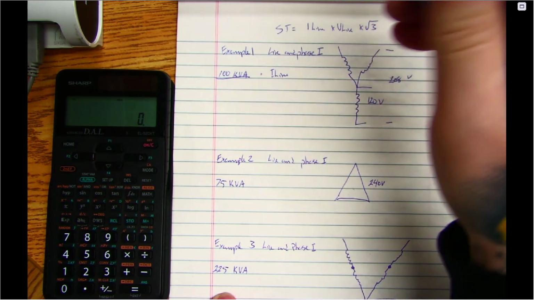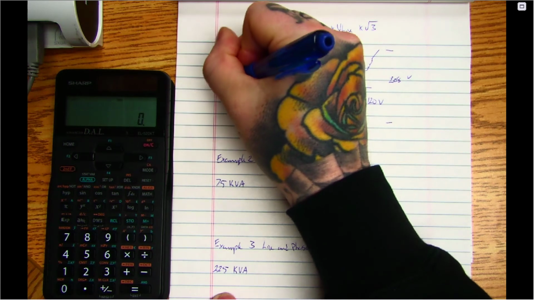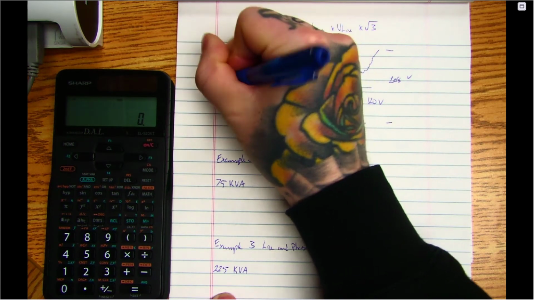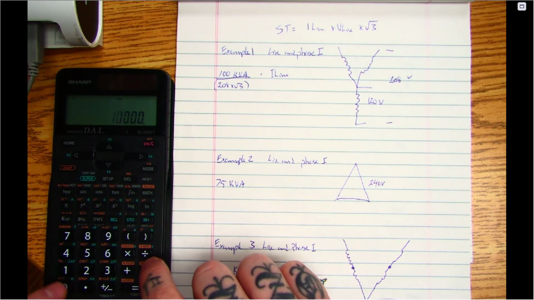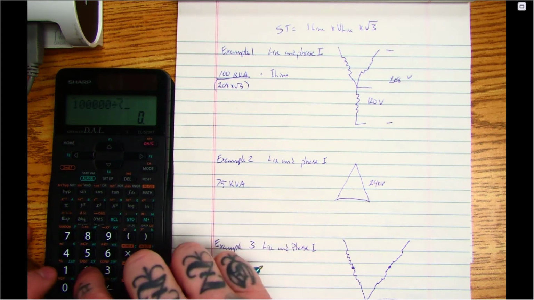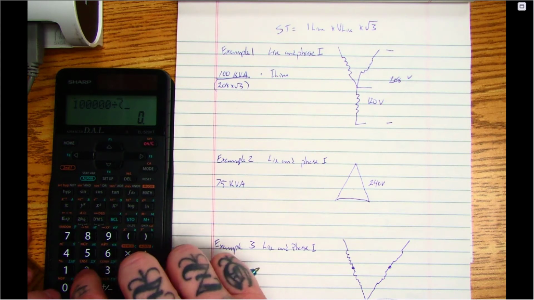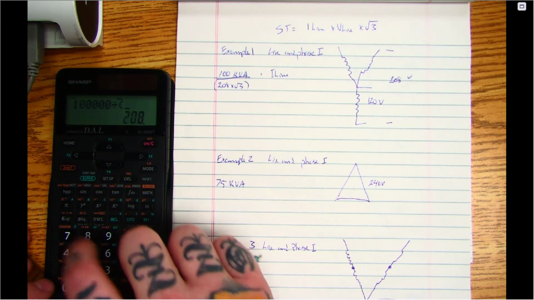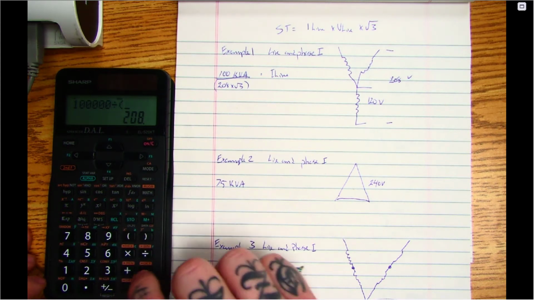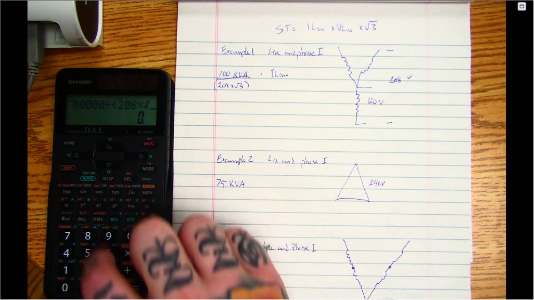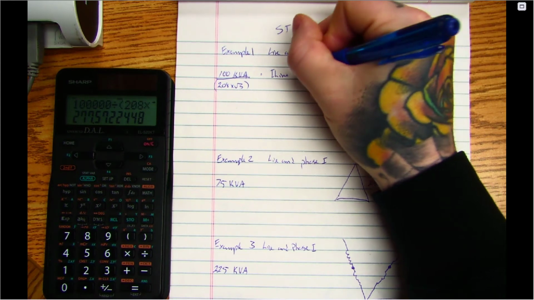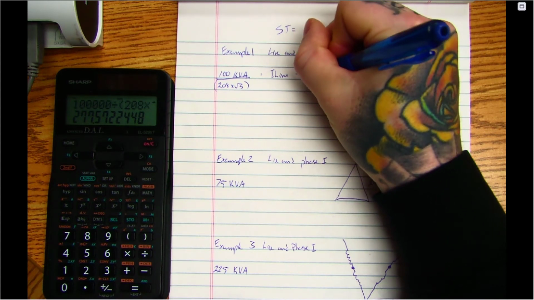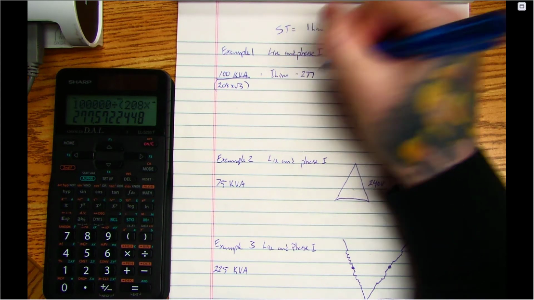So again, because they're hooked in Y, I get 208 times root 3, and I'll put brackets around that in my calculator. So I go 100 divided by bracket. I converted that back to VA, not kVA, so 208 times second function root 3, and it looks like I get a line current of 277 amps.